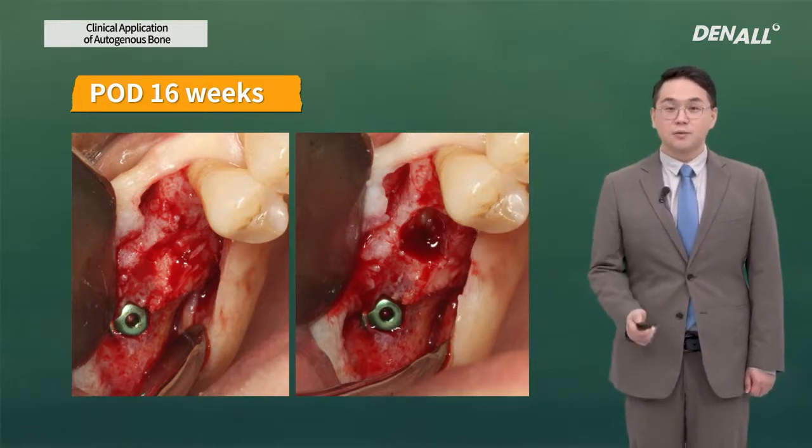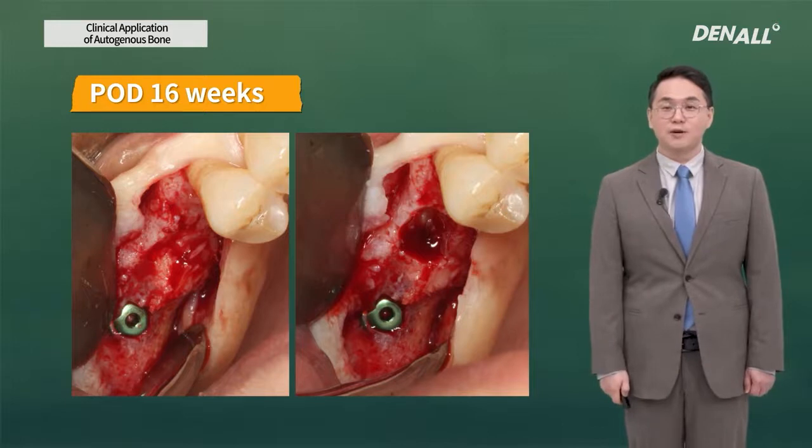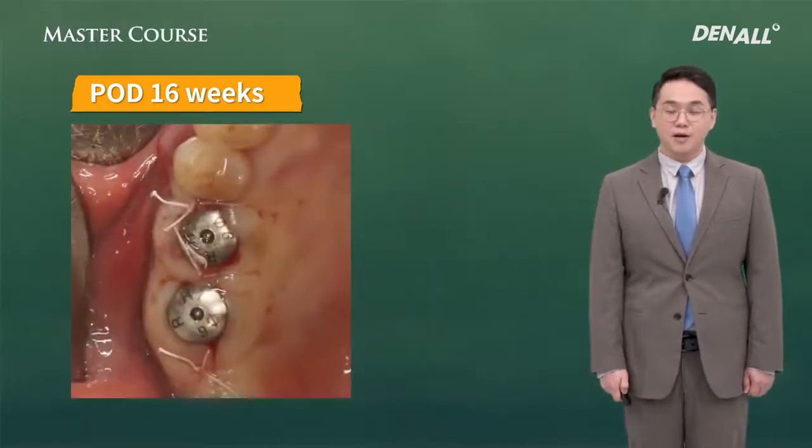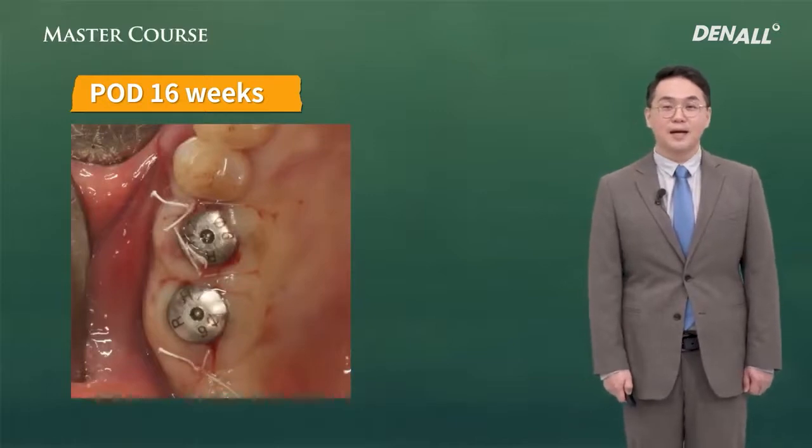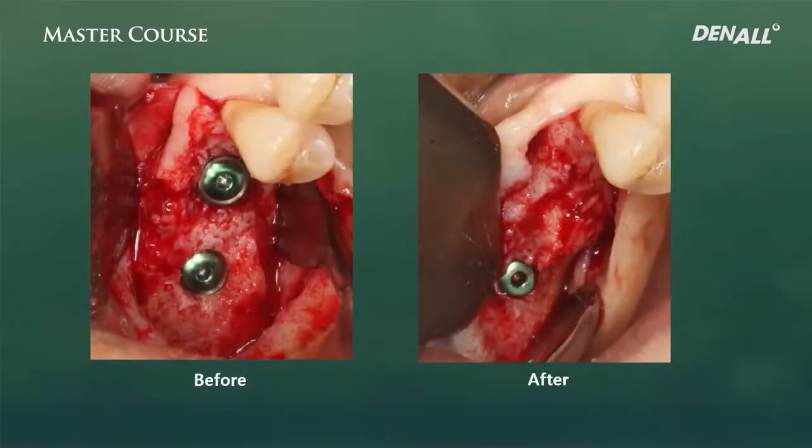The new bone is removed to find the cover screw, which is removed, and the healing abutment is connected. Primary closure is achieved. You compare before and after. So if you look at here, sometimes we are urged to use autogenous bone. As long as we can harvest it, then we will have a very good prognosis of bone grafting.